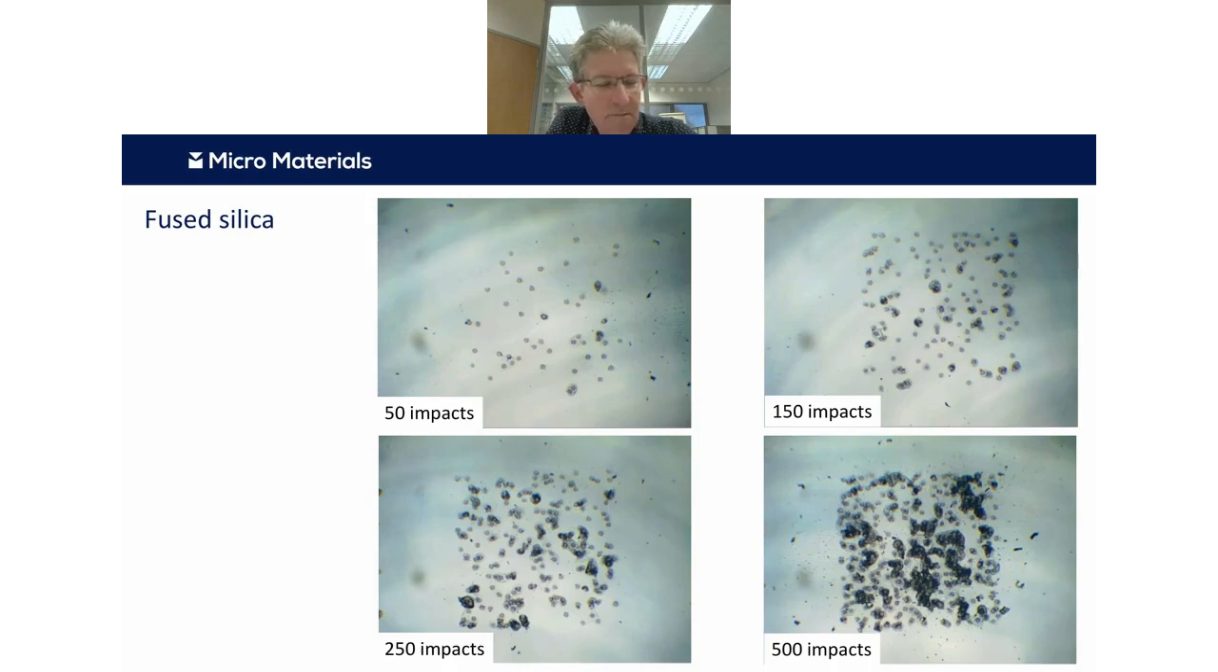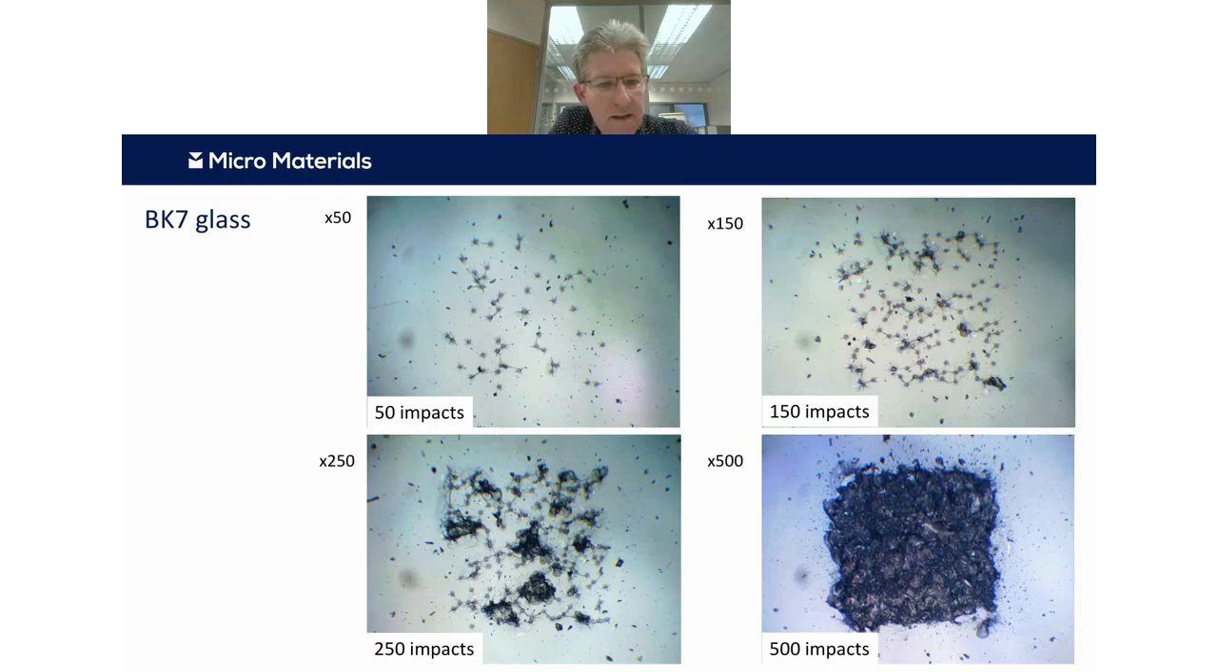Something more dramatic happens when you look at the BK7 glass, and you can see here, even from 50 impacts, we're starting to get networks of cracks already forming between some of the adjacent impacts. And as we run this test on with more impacts, these networks build up, and these are leading to rather dramatic removal. And at the end of the test, we've just completely destroyed the sample.